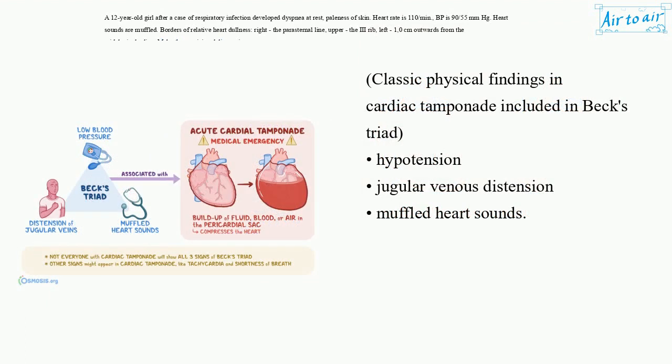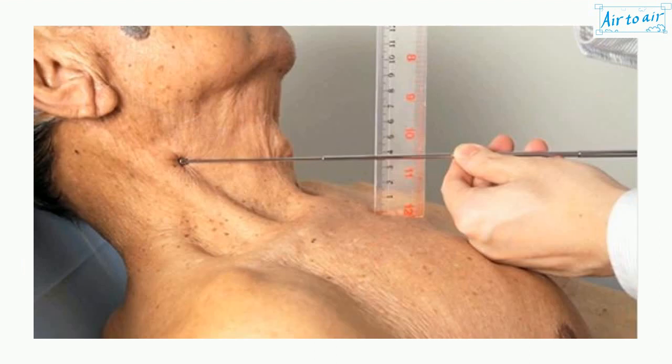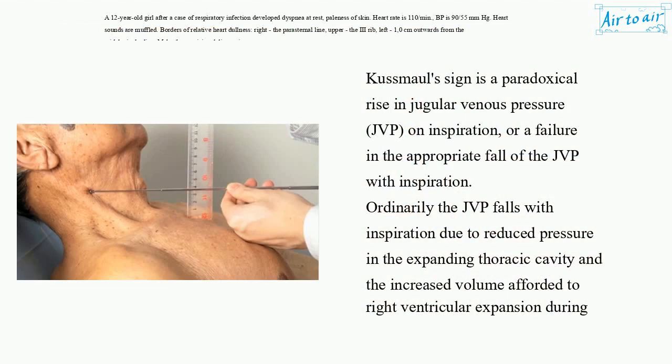Classic physical findings in cardiac tamponade included in Beck's triad: hypotension, jugular venous distension, muffled heart sounds. Kussmaul's sign is a paradoxical rise in jugular venous pressure, JVP, on inspiration, or a failure in the appropriate fall of the JVP with inspiration.